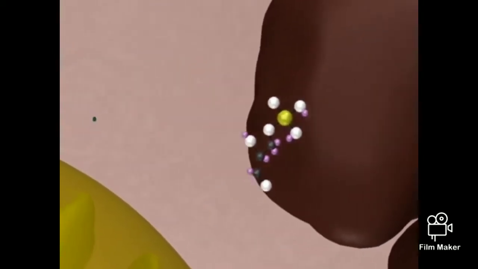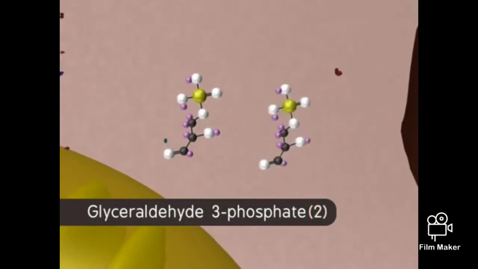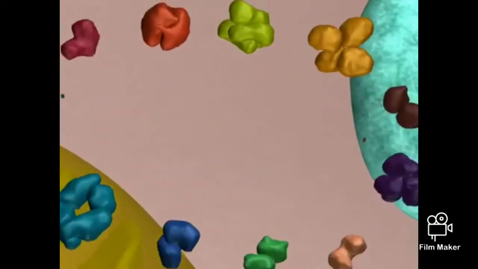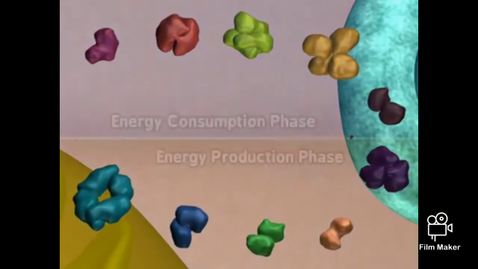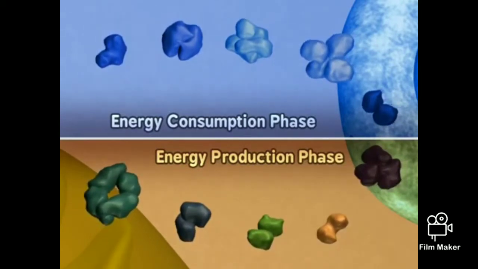At this point in glycolysis, glucose has been metabolized into two glyceraldehyde 3-phosphates and two ATPs have been consumed. The next 5 steps of glycolysis are the energy-producing phase.